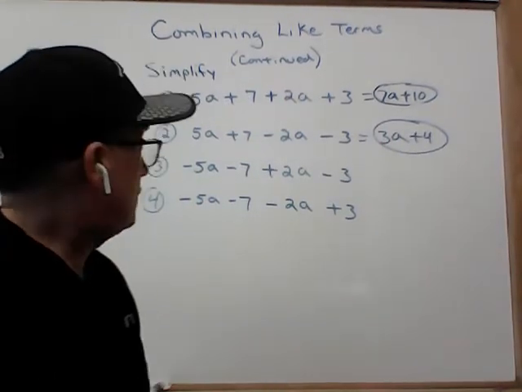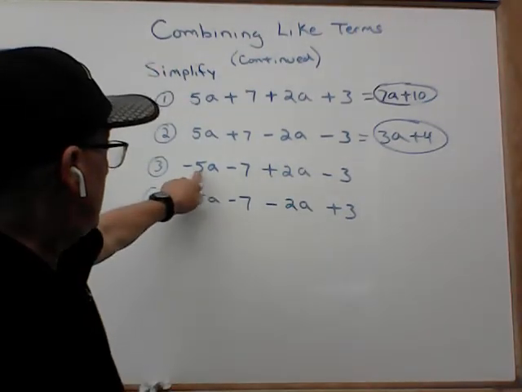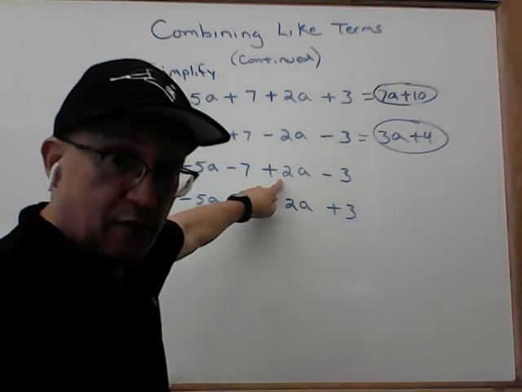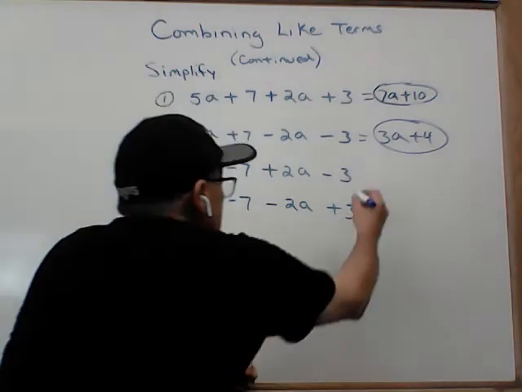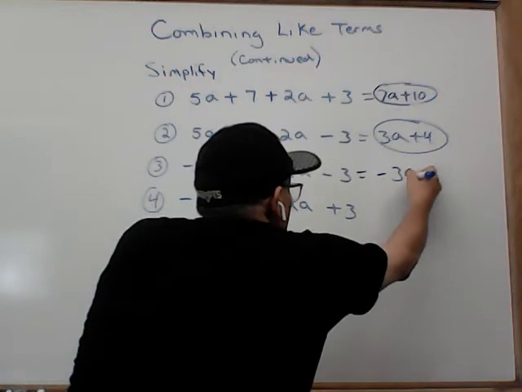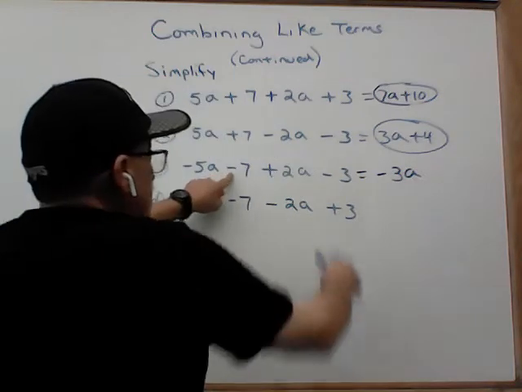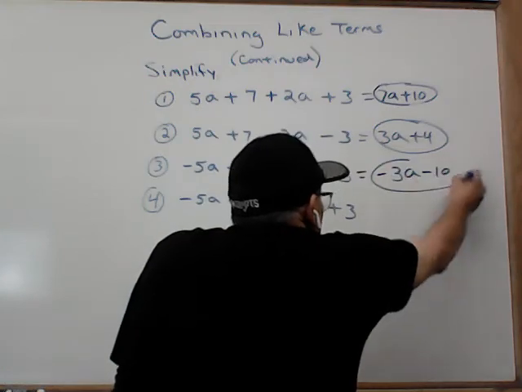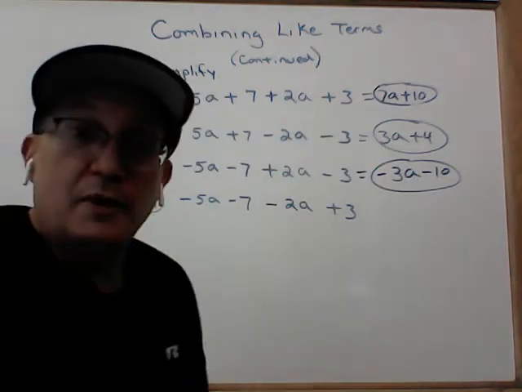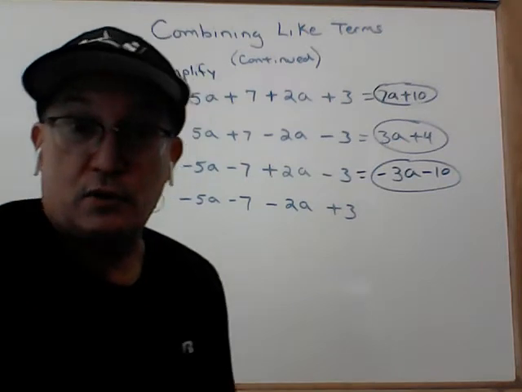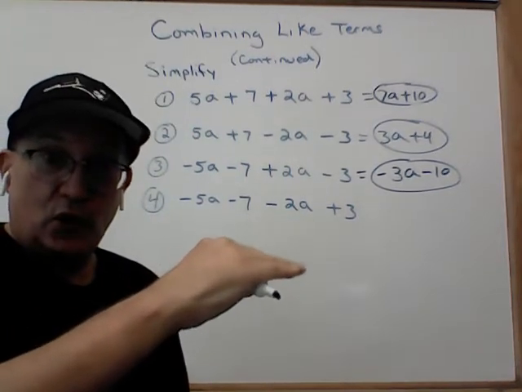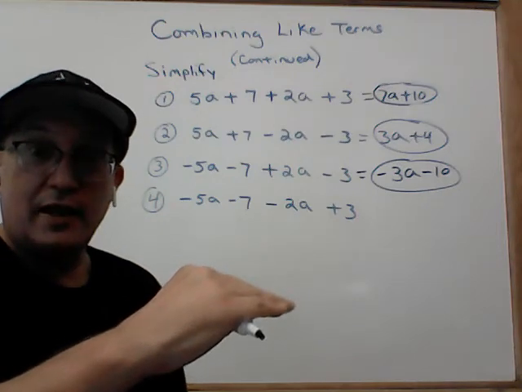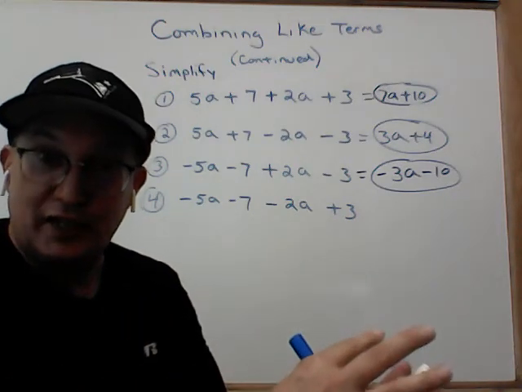That's the whole point. Now the third one, negative 5a plus 2a is negative 3a, right? Negative 5a plus 2a is negative 3a, and negative 7 minus 3 is negative 10. I hope you realize, ladies and gentlemen, combining like terms piggybacks on, or continues from where, combining integers leaves off.